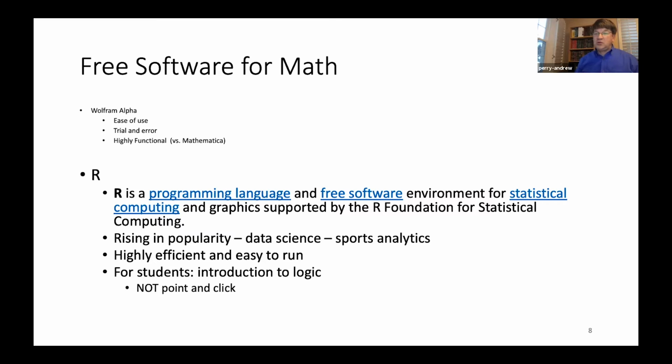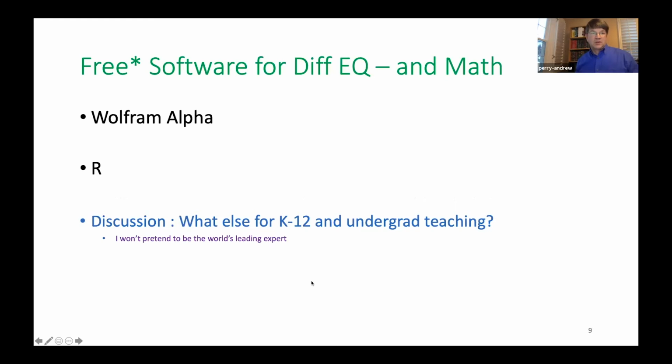If they're not computer science majors, they're more used to point and click for everything. And you do have to think in a logical way. So I guess the discussion is really meant just for the end. For what it's worth, as I wrote there in purple, I don't pretend to be the world's leading expert. So if we have time at the end and other people can contribute their own packages they use, this could be a useful discussion.